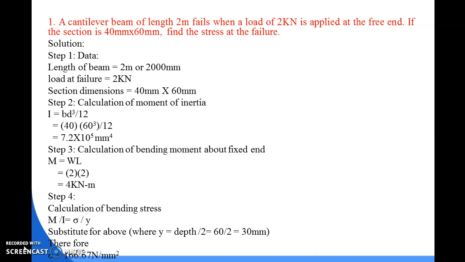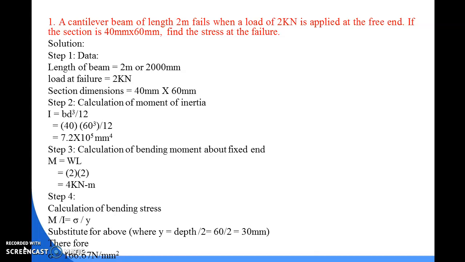So in the last class, we derived the equation of bending in beam, which is also known as the flexure equation, which is M by I is equal to F by Y is equal to E by R. So based on your flexure equation, today we will solve some numericals.